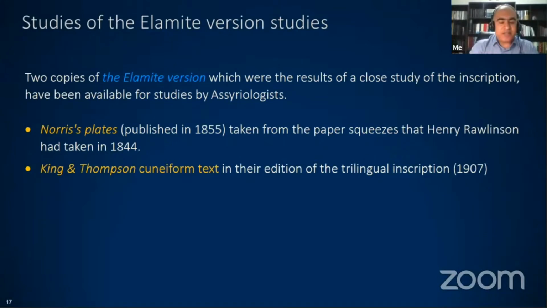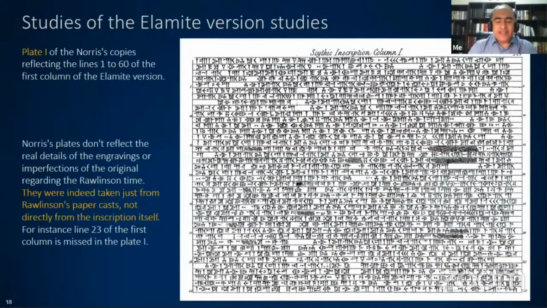Norris's plates were made in the era when Assyriology was in its early stages. What we know about the era is that some Elamite texts, especially the royal Achaemenid inscriptions, had just been copied and translated, and the study of the language was in its early stages. Therefore, the appearance of these plates from the Behistun inscription was considered a great step forward to better understand as well as a closer study of the language.